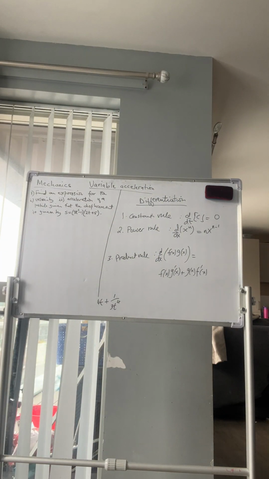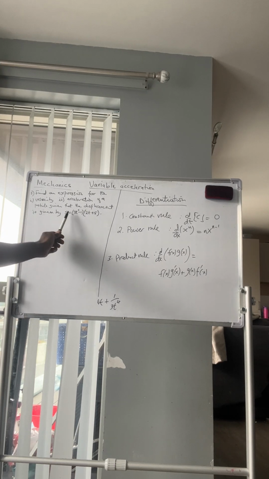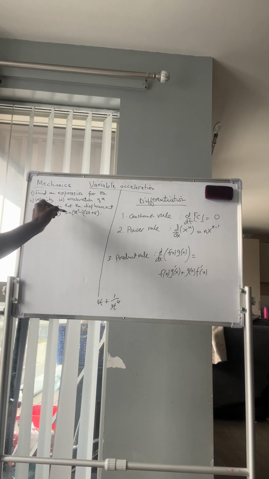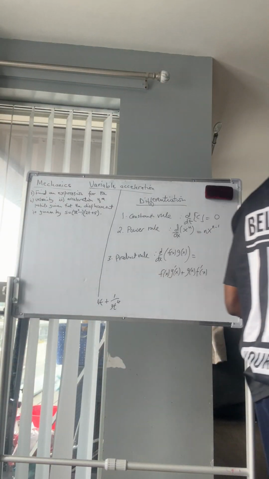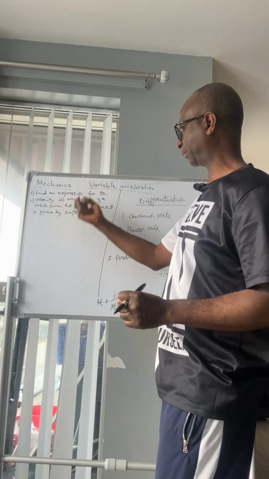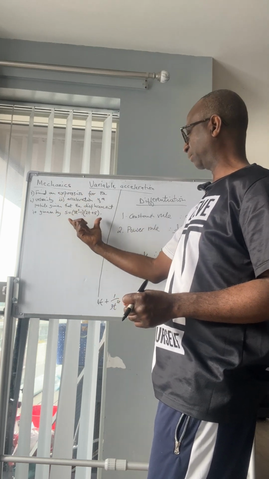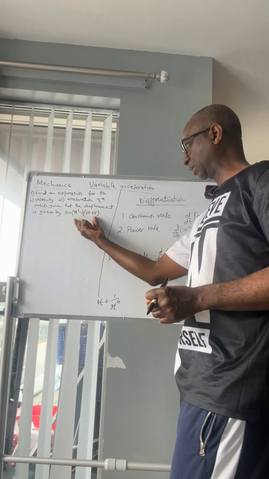You have this problem. Find an expression for the velocity and acceleration of a particle, given that the displacement of the particle is given by S equals (3t squared minus 1)(2t plus 5). We want to find an expression for the velocity and acceleration of this particle, given that its displacement is this function S.